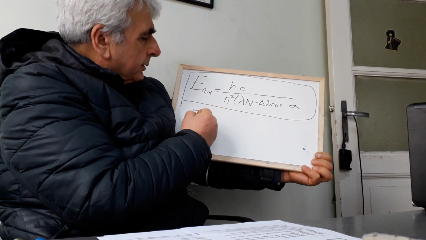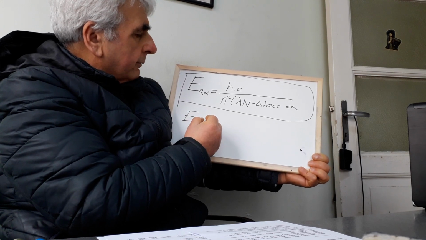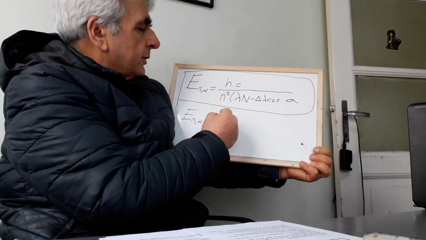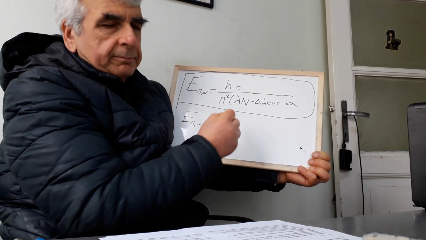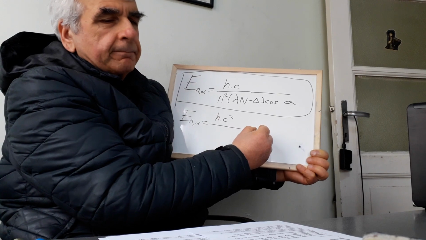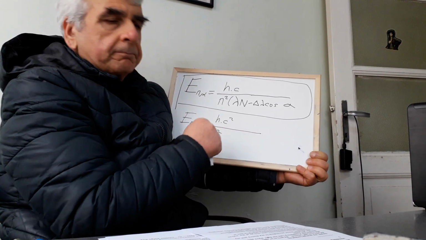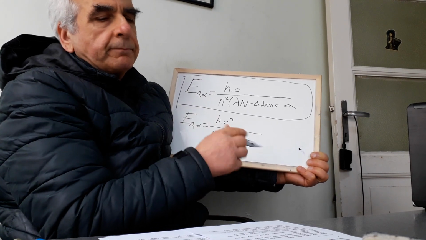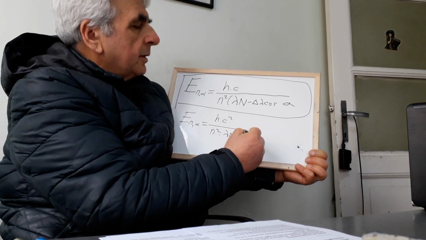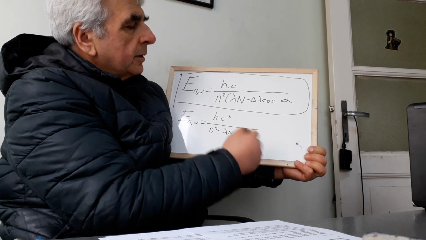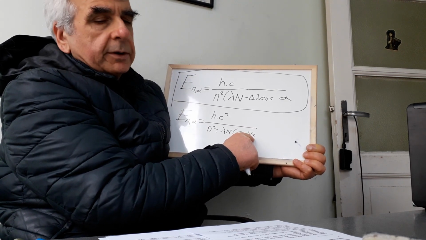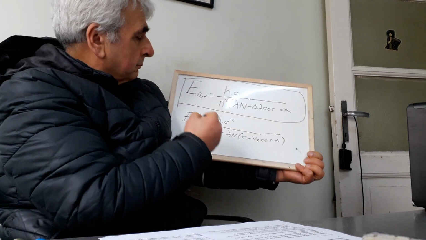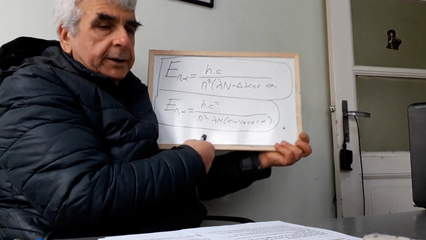Another one is En alpha equal h multiplied by c² divided by n² multiplied by lambda n in parentheses c minus v, electron motion form's relocating velocity, cosine alpha. This is my other formula. Okay.